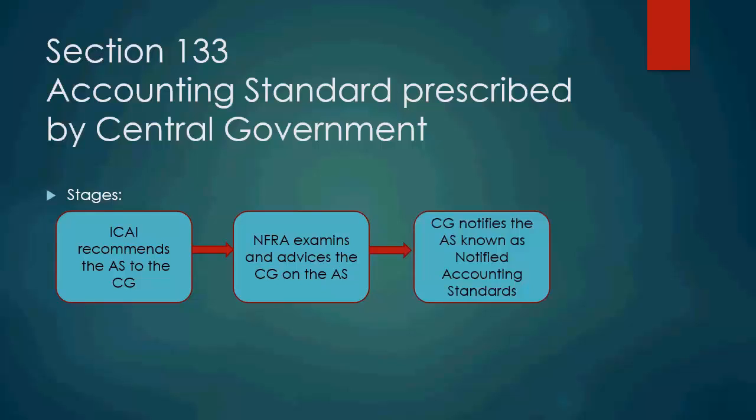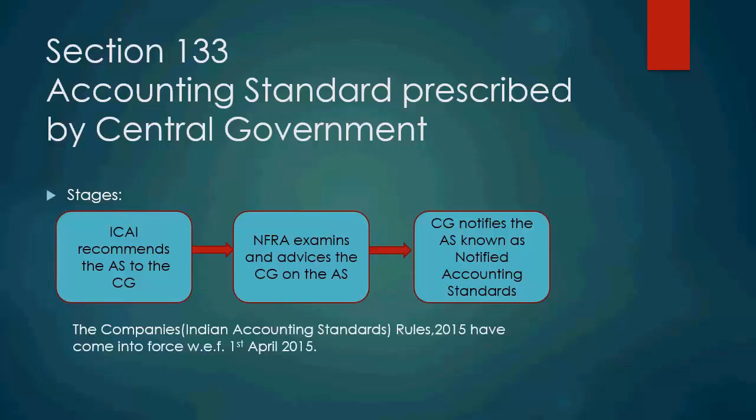And then they will notify an accounting standard, which will be known as a notified accounting standard, and these notified accounting standards will be followed for presentation as well as preparation of the financial statements. So on 16th February last year, that is 16th February 2015, the Companies (Indian Accounting Standards) Rules 2015 were notified. There was a notification on 16th February which says that with effect from 1st April 2015, the Companies (Indian Accounting Standards) Rules 2015 will come into existence. So that is what section 133 has to say.